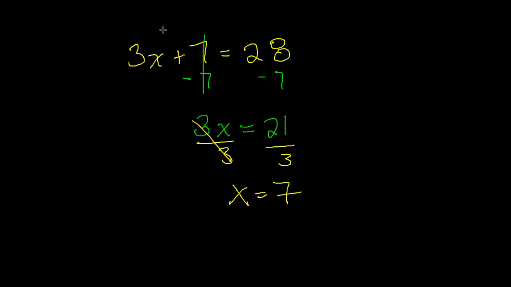And the final thing we do is we check it to make sure it's true. Is it true that 3 times 7 plus 7 is equal to 28? Well, 3 times 7 is 21 plus 7. And that in fact does equal 28.